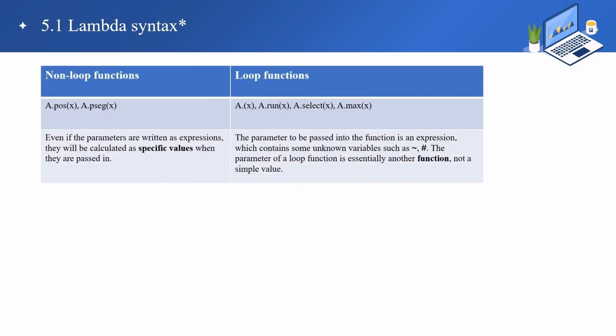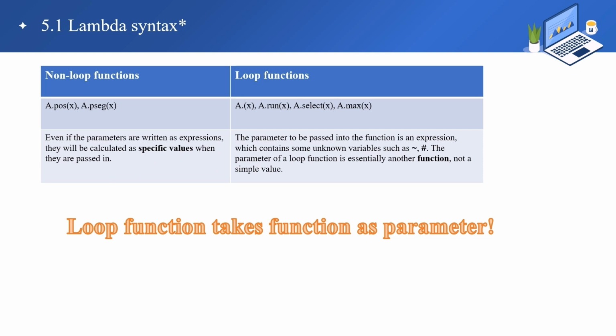For non-loop functions, even if the parameters are written as expressions, they will be calculated as specific values when they are passed in. For a loop function, the parameter to be passed into the function is an expression which contains some unknown variables such as ~ and #. In fact, this expression can be regarded as a function with these unknown variables as parameters. In other words, the parameter of a loop function is essentially another function, not a simple value. This is the essential difference between a loop function and a non-loop function. It takes a function as parameter.